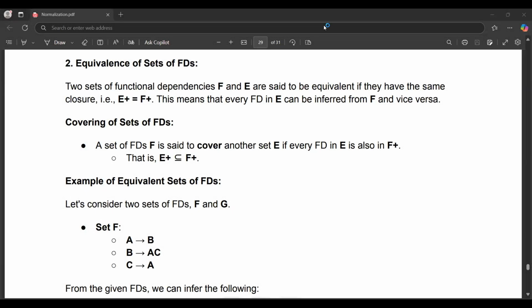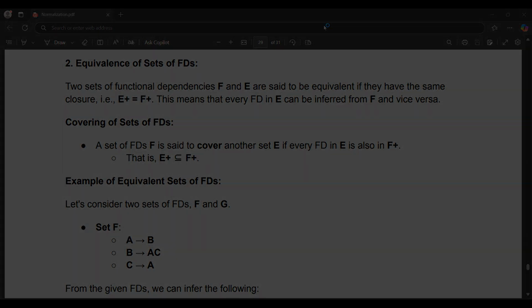Welcome back to PPT. In this video, I'm going to teach you about equivalence of sets and covering of sets. Let's see if we can understand what equivalence of sets and covering of sets are. So, let's just dive right in.